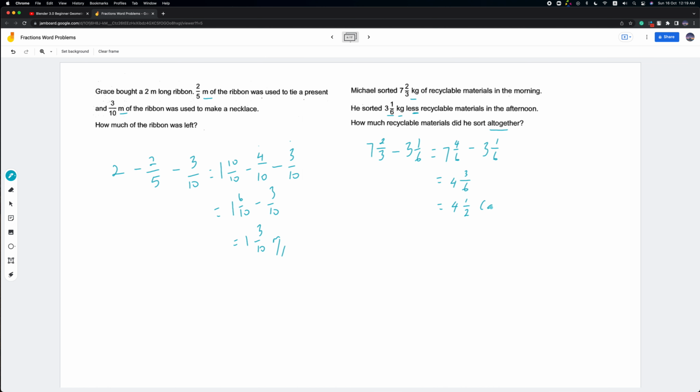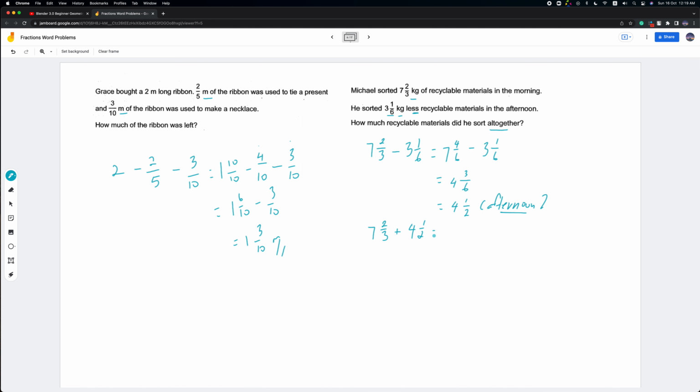So this is in the afternoon. Okay, so let's label it there. It's a good practice to label what the numbers mean, so when you need to refer back, it's easier for you, especially if there are many steps to the question. Now we're going to add them together, because we're going to find how much recyclable materials he sorted altogether.